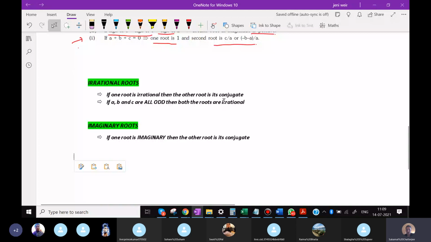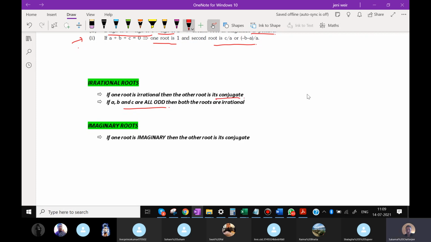If you have irrational roots, that means A, B, and C are all odd. Only then you will have irrational roots, right? And if you have irrational roots, one root would be the conjugate of another.